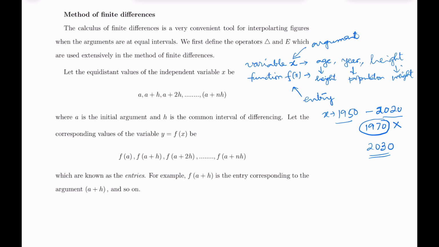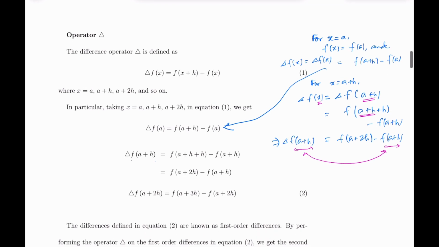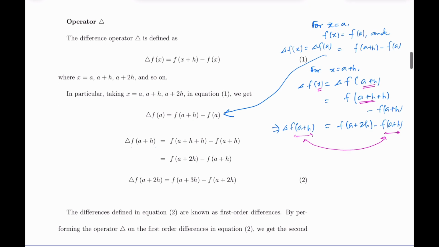Okay, now we define certain operators. The operator delta. This is also known as the difference operator. We define it as delta fx is defined as fx plus h minus fx, where x may be a plus h, a plus 2h, and so on.